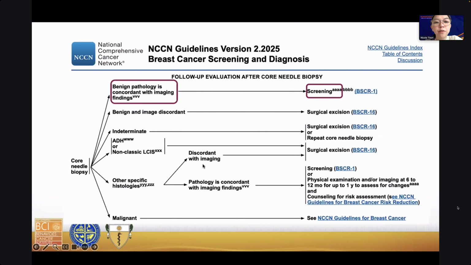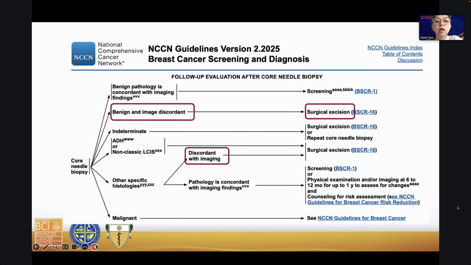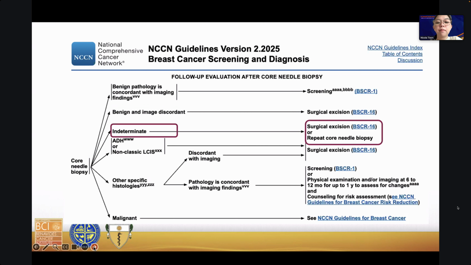So what do we do after our core needle biopsy? If the result of our core needle biopsy is benign and concordant with imaging findings, meaning the result of your biopsy has to match the appearance on imaging, then we just send these patients back to their usual screening. But if the result is benign but image discordant, or for other specific histologies such as flat epithelial atypia, papillary neoplasms, but discordant with imaging, then surgical excision is warranted.